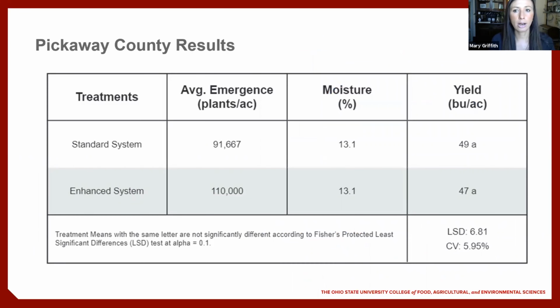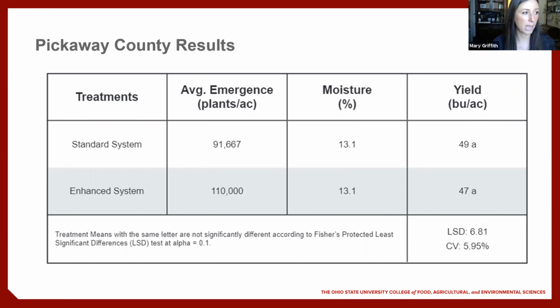Now, if you look at our results for this location, you'll see that the enhanced system started out pretty good. It was planted with a seeding rate of 125,000 seeds per acre. And in May, when we did the stand counts before those hard frosts, we had stand counts of 110,000 plants per acre. So that's pretty good emergence compared to our standard system, which is planted at 150,000 seeds per acre, and only had emergence of less than 92,000 plants per acre.